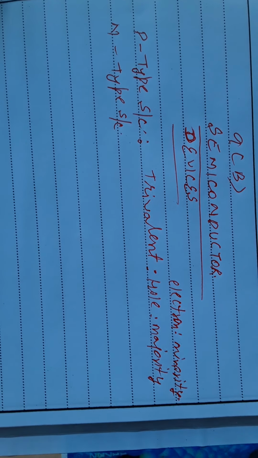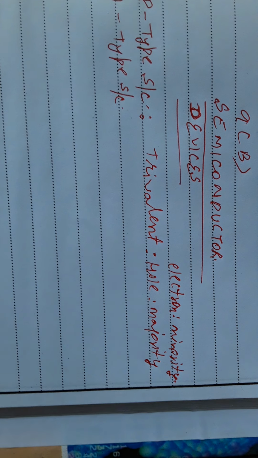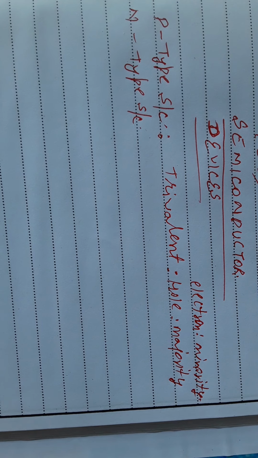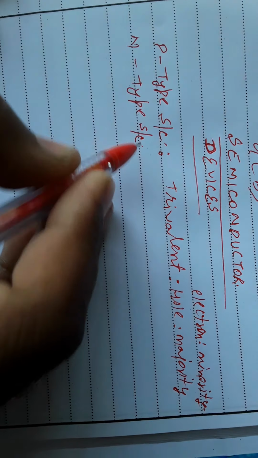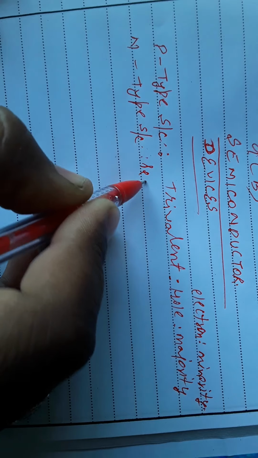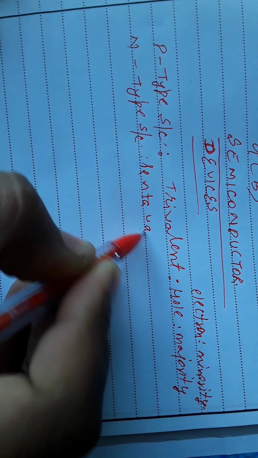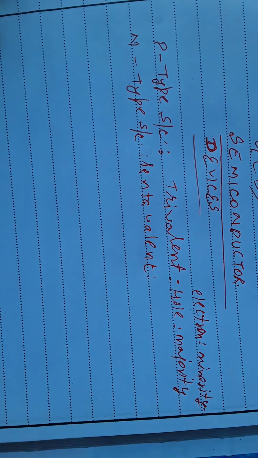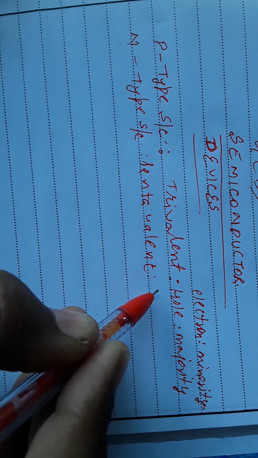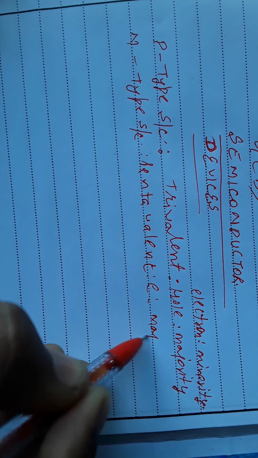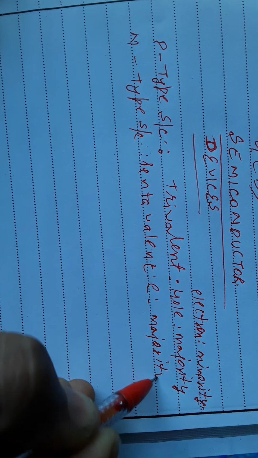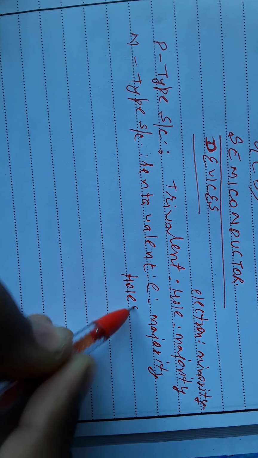So in the 9th B, we will do with this topic that in the p-type semiconductor, hole is of majority and the electron is of minority. In the n-type semiconductor, which is formed by adding pentavalent impurities, we can say that electrons are the majority charge carrier and the holes are the minority charge carrier.